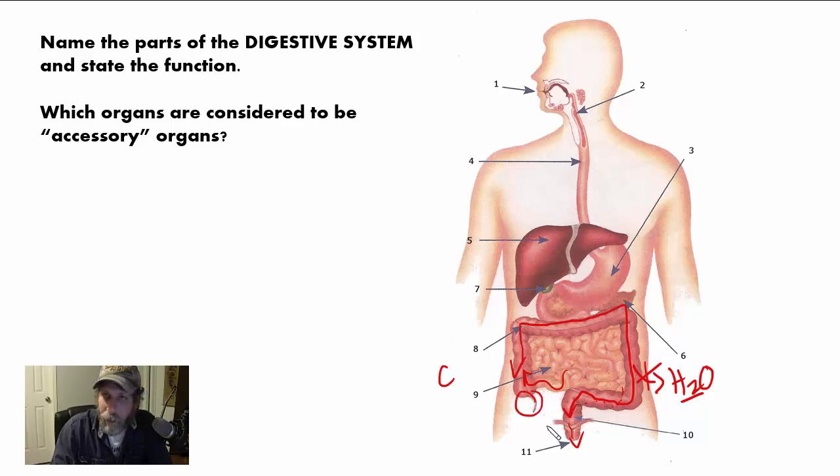This is the appendix. We never really talked about that much. There's the rectum down there for storage of feces until you release it. And this is the anus. And then out we go.